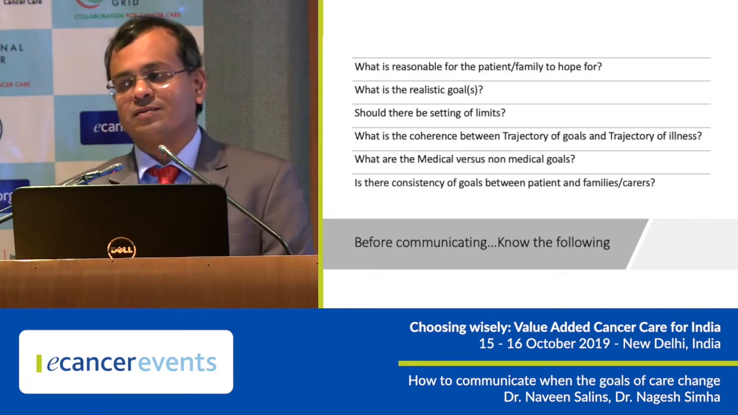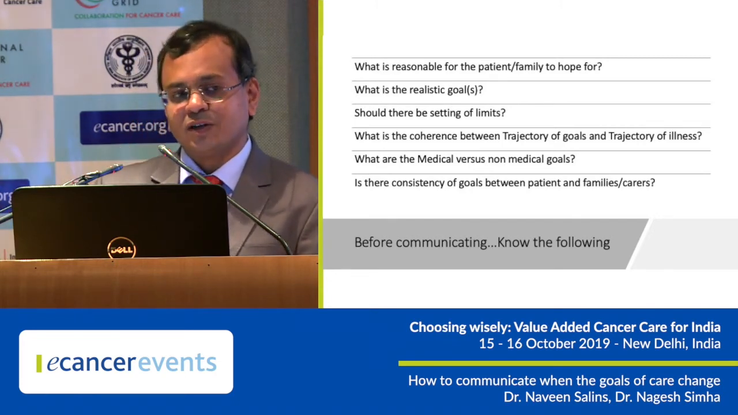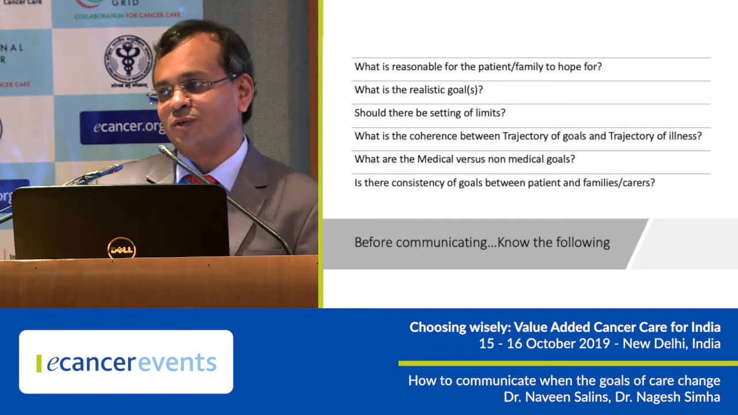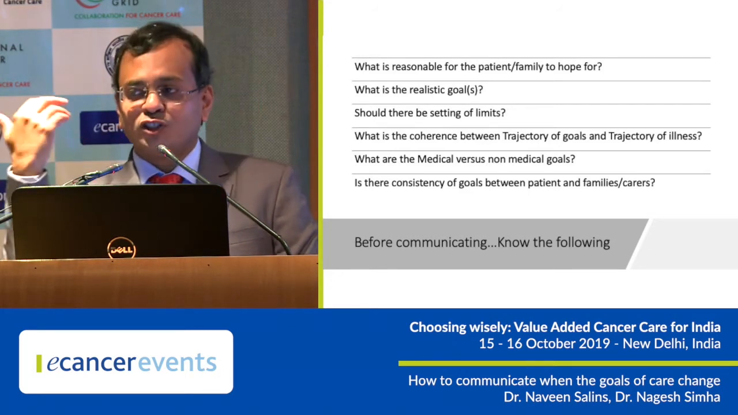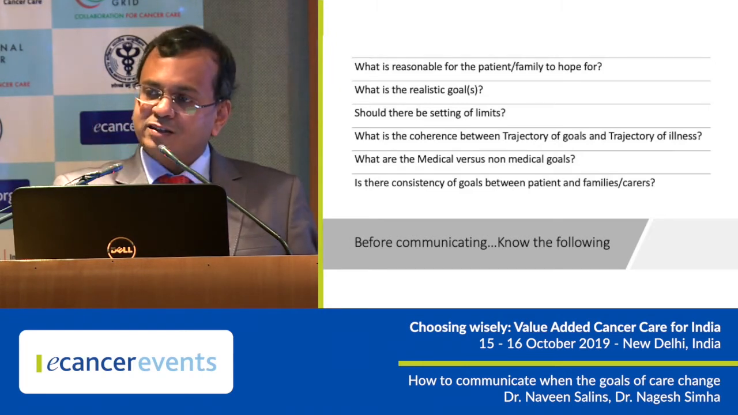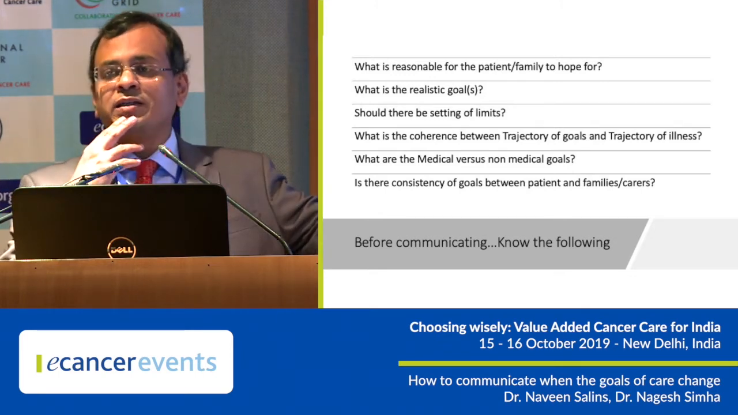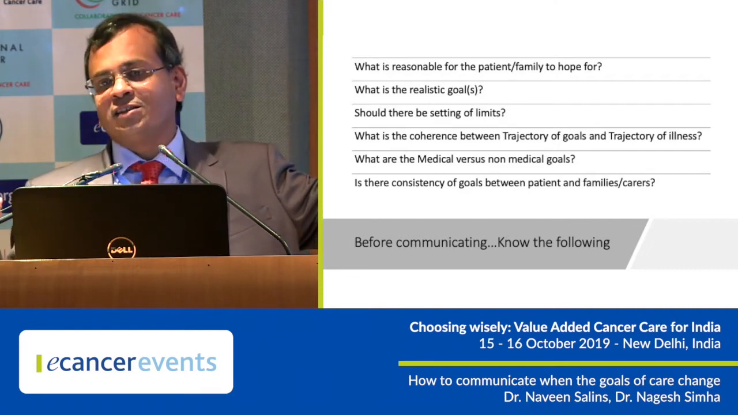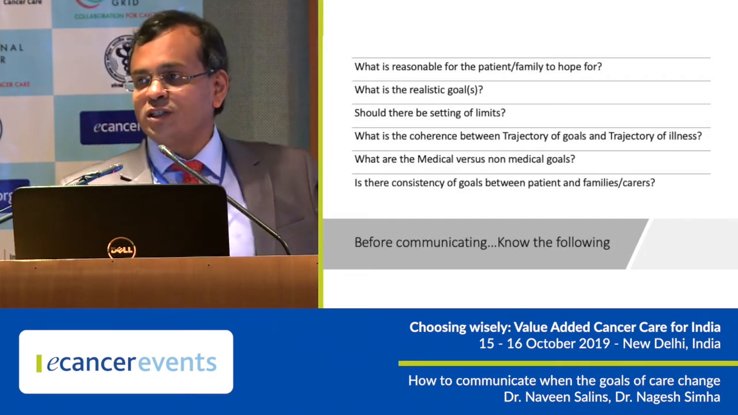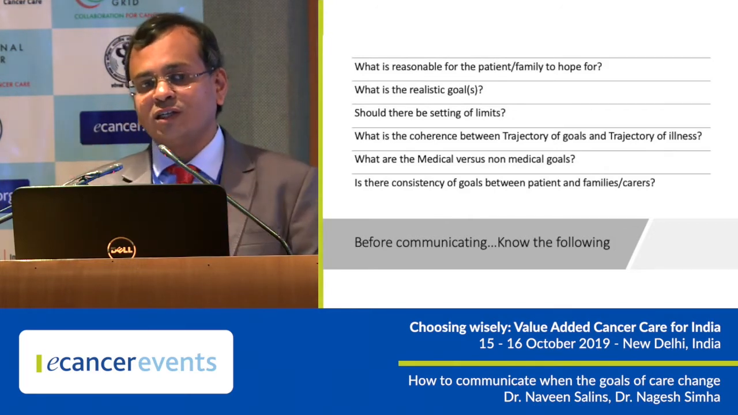Before we start talking about goals of care communication, we should know a few things. The first and foremost thing is what is reasonable for the patient or the family to hope for, because they come with lots of hope, but you need to be certain, with the changing technology, with the change in cancer treatment, with the advent of new cancer treatments, what is realistic. What I might have been thinking 5 years back about a cancer treatment is completely different now. So I myself have to have full awareness about what is realistic for that patient to expect, and what is the realistic goal here. You should know what that realistic goal is.